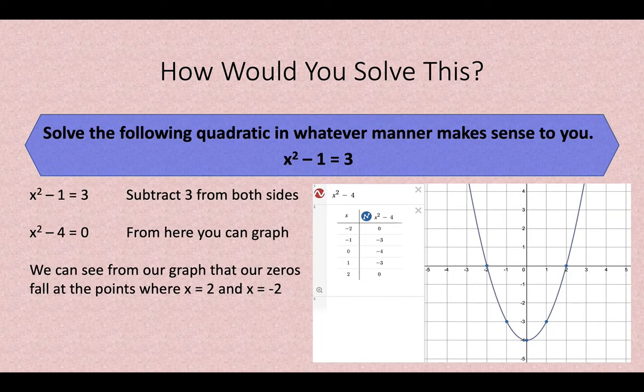So here, I use Desmos, and here's my graph with my table. I subtracted 3 from both sides, and I got x squared minus 4 equals 0. And then I put the x squared minus 4 into Desmos, and it graphed it. And I created the table after the fact, but you can create the table first and then graph from the points you get on your table. And you get a parabola that looks like this. It goes through (0, -4), and it goes through the points (-2, 0) and (2, 0). And so that is our solution. Our 2 and our -2 are our zeros.